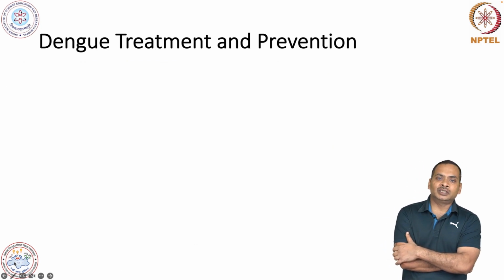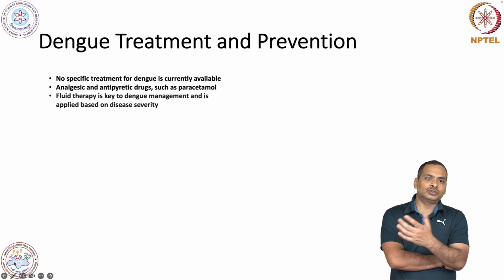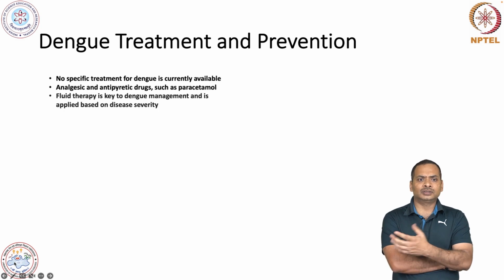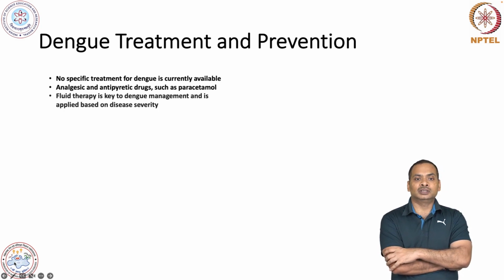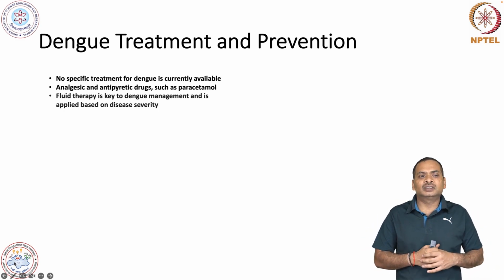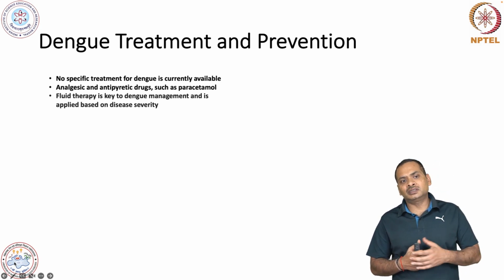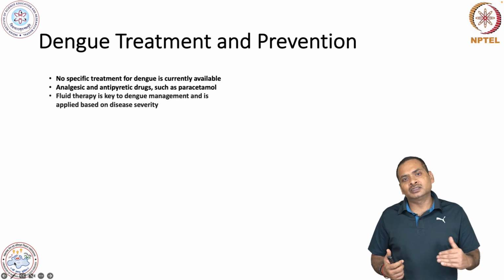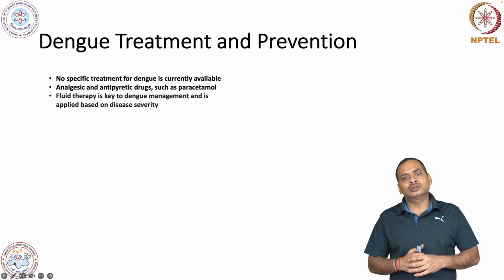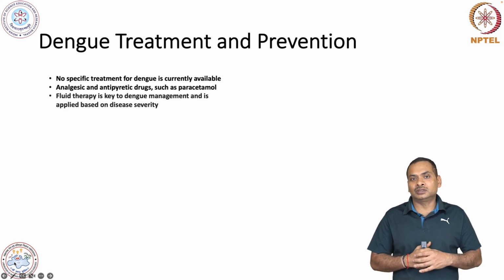So, dengue treatment and prevention. As I told you, for all arboviral infections there is no specific treatment, and this is true for dengue. There is no treatment currently available for dengue. Basically, the patient is treated with paracetamol, which is antipyretic and analgesic, but try to understand there is a limit. The individual cannot receive more of the drug, even though the symptoms are not reducing.